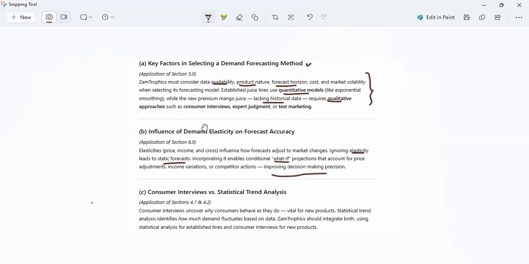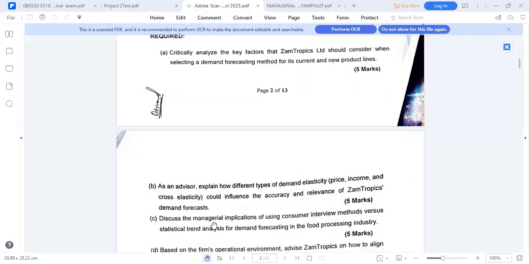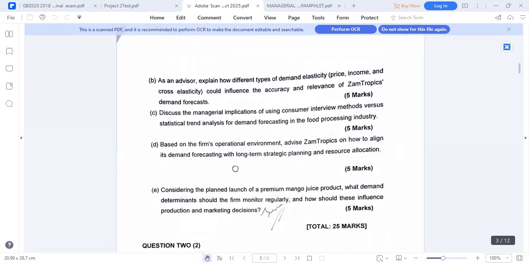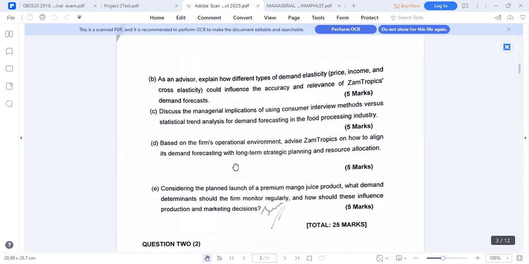And part C reads, discuss the managerial implications of using consumer interview methods versus trend analysis for forecasting in the food processing industry. Discuss the implications of using consumer interview methods versus statistical trend analysis for demand forecasting in the food processing industry. So we discussed what consumer interviews are all about.